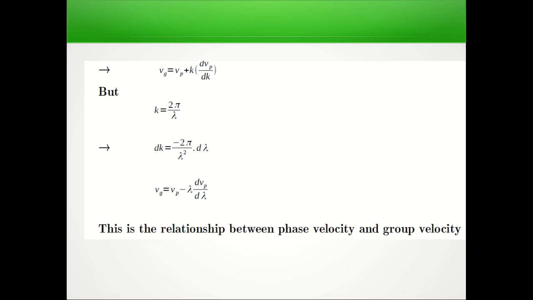Now, what if this particular term is not equal to 0? If this term is not equal to 0, that is, the speed of a wave is not independent of wavelength, rather it depends on the wavelength, then such a medium we call a dispersive medium. The medium for which the speed depends on the wavelength of the wave, we call the dispersive medium.